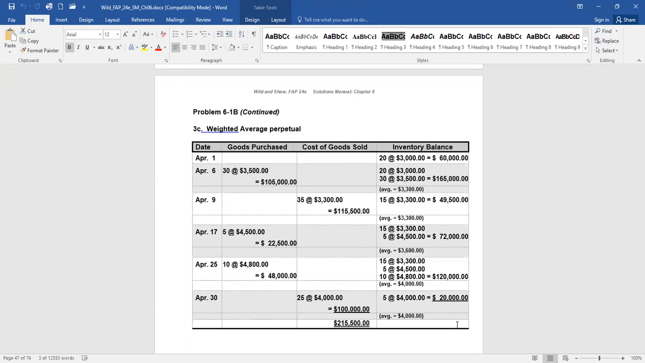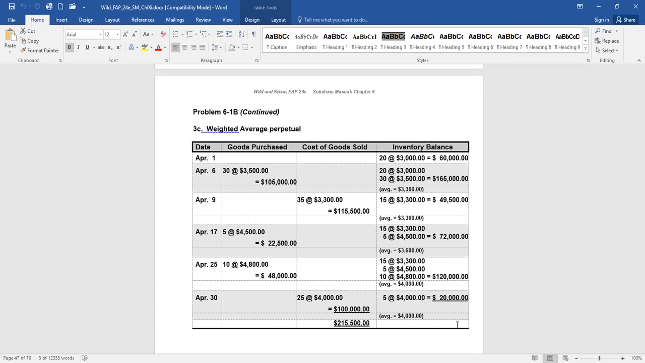We start the beginning of the month with 20 coffee cups that cost an average of $3,000 each. When we buy 30 more coffee cups, they cost $3,500 each, or a total of $105,000. Now we don't go 3,000 plus 3,500 divided by 2. No, that's not how we calculate weighted average cost.